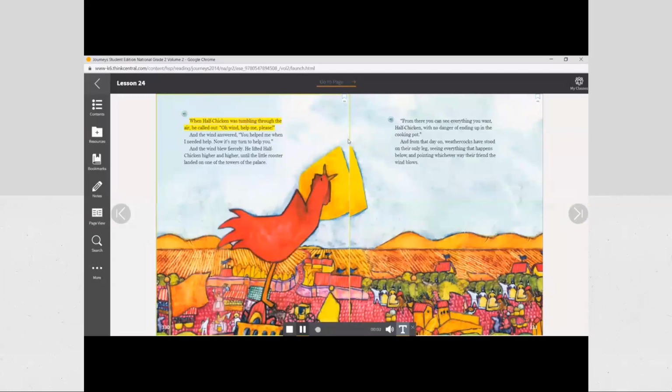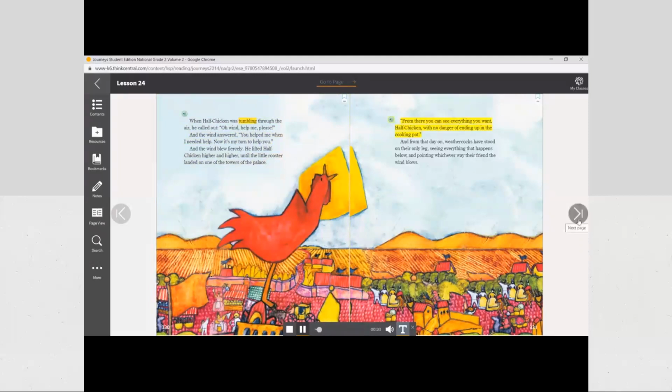When Half Chicken was tumbling through the air, he called out, "Oh, wind, help me, please." And the wind answered, "You helped me when I needed help. Now it's my turn to help you." And the wind blew fiercely. He lifted Half Chicken higher and higher until the little rooster landed on one of the towers of the palace.